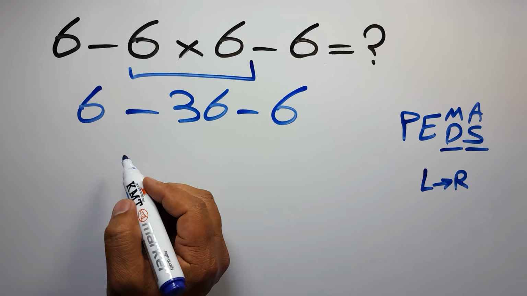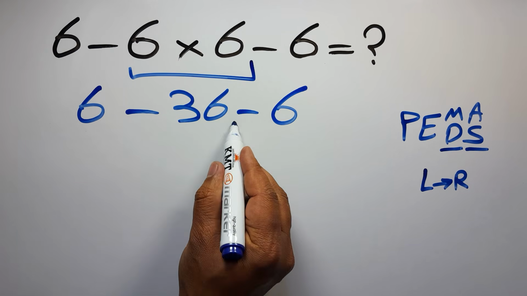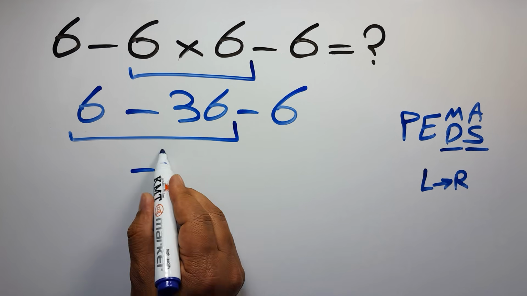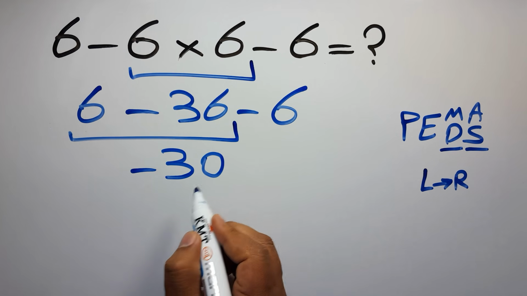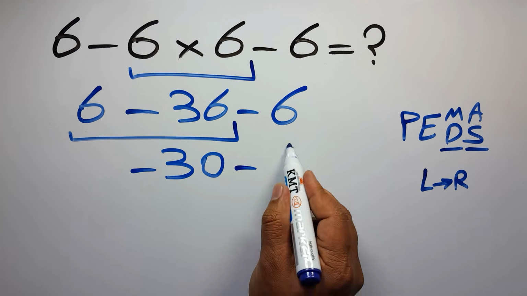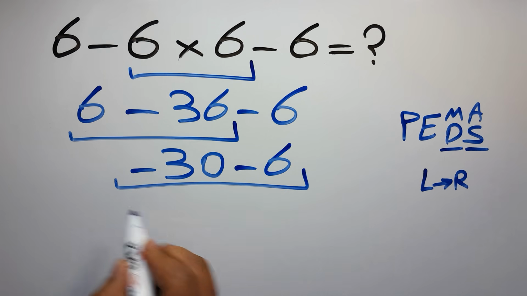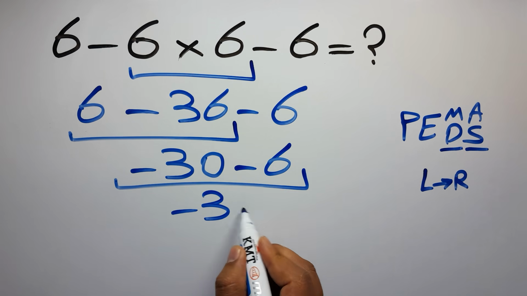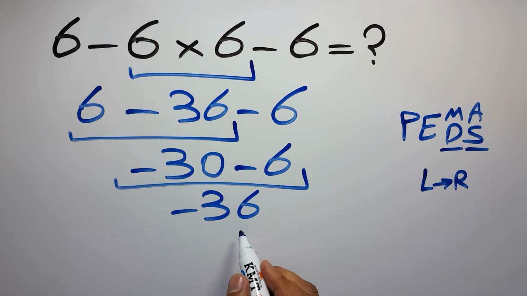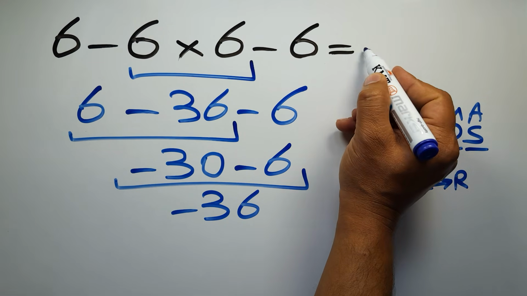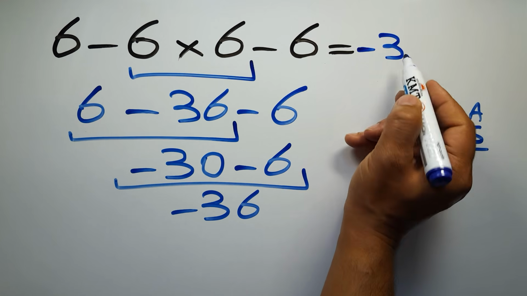Now we have to do this subtraction. 6 minus 36 gives us negative 30. So negative 30 minus 6 equals negative 36. And this is our final answer to this problem. The correct answer is negative 36.